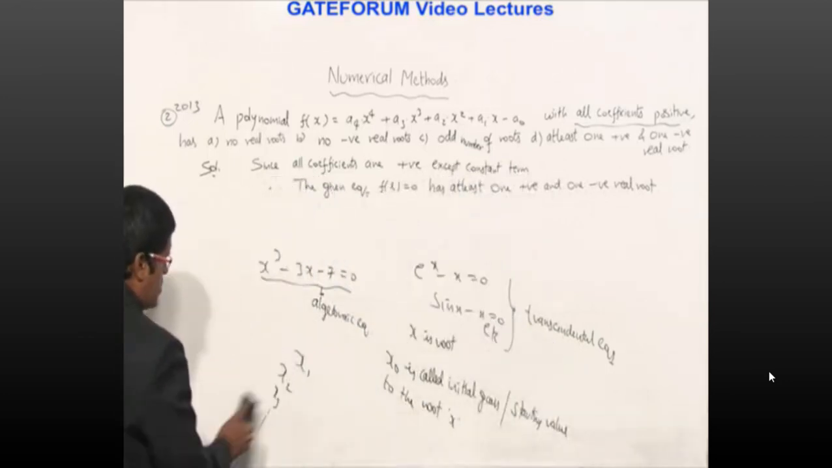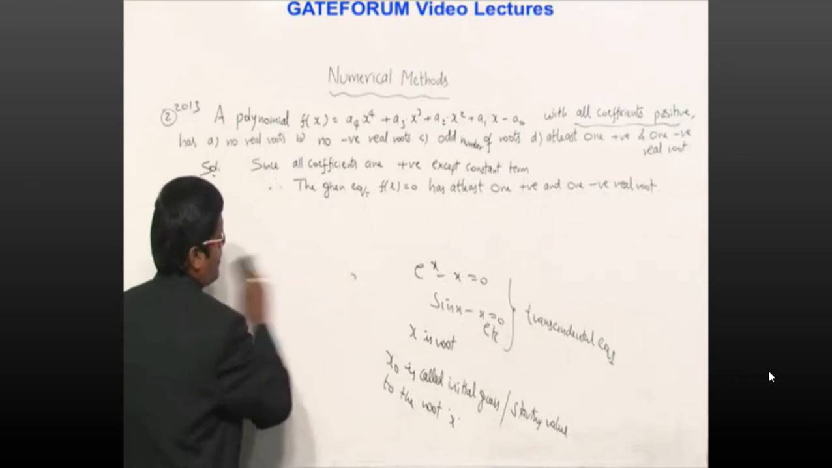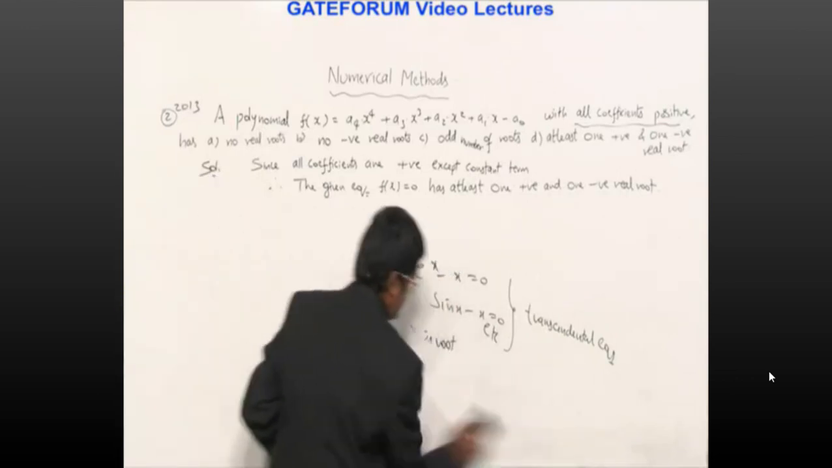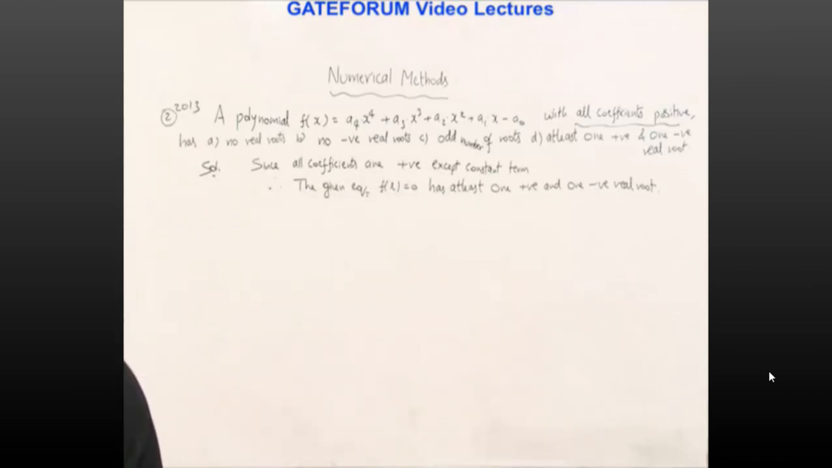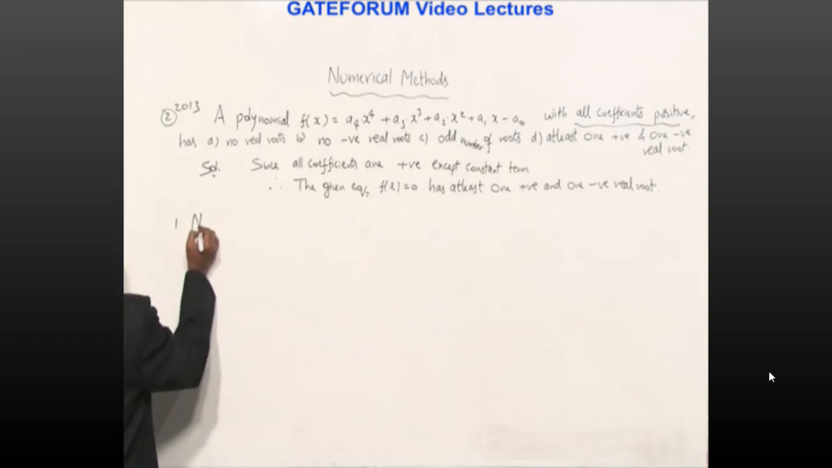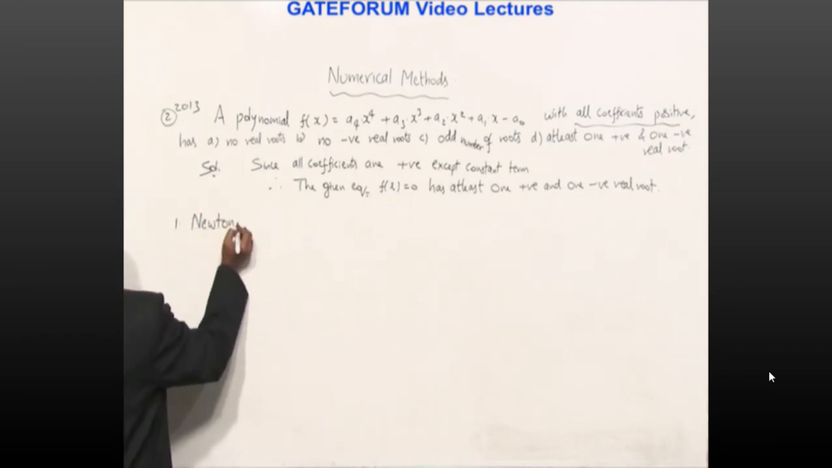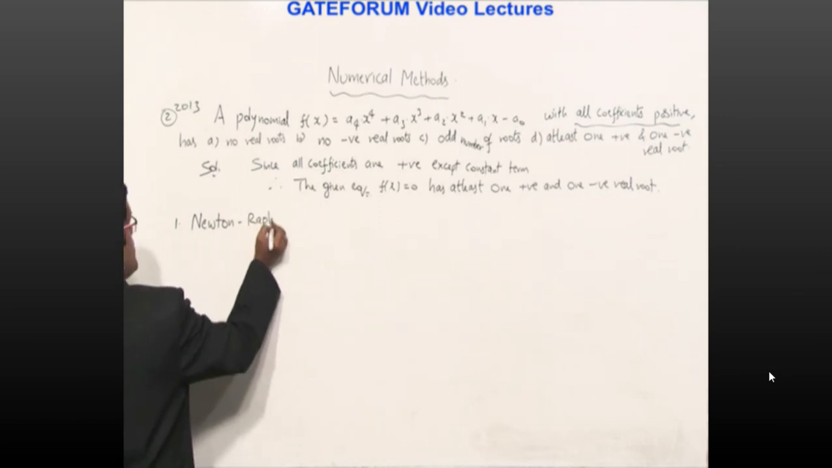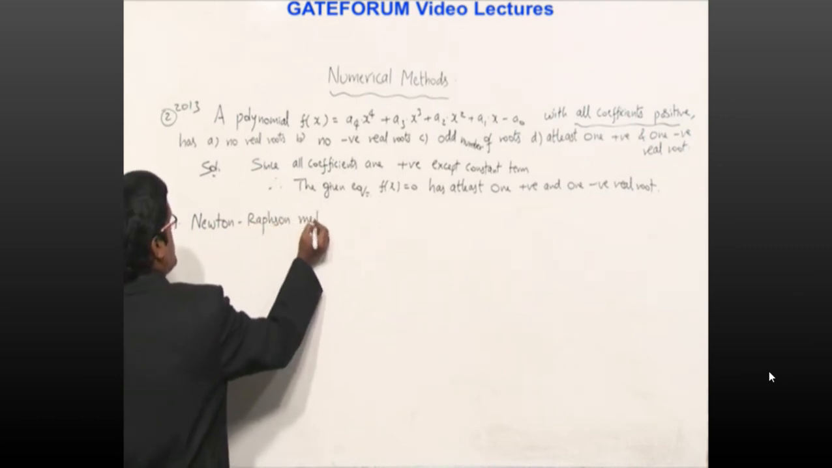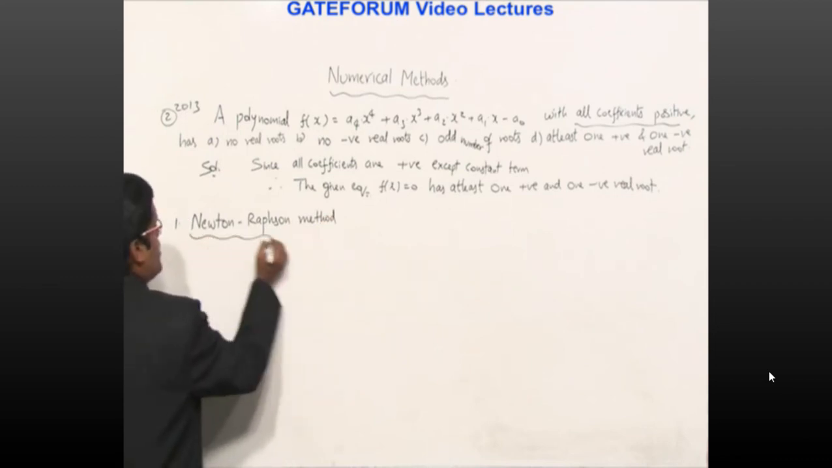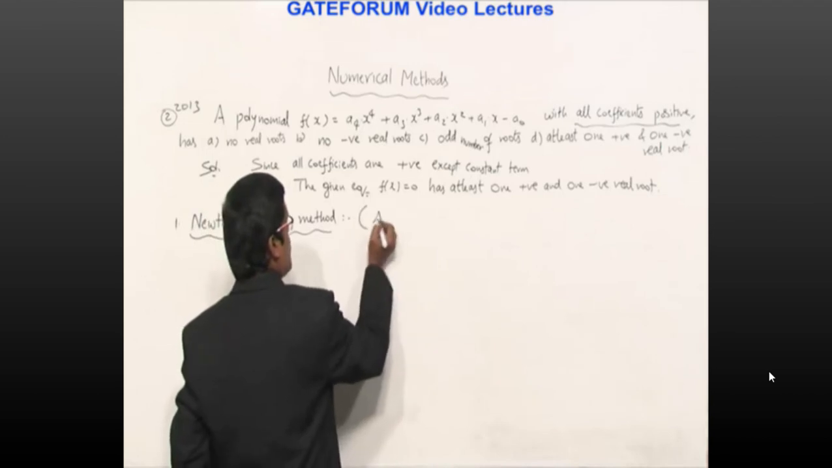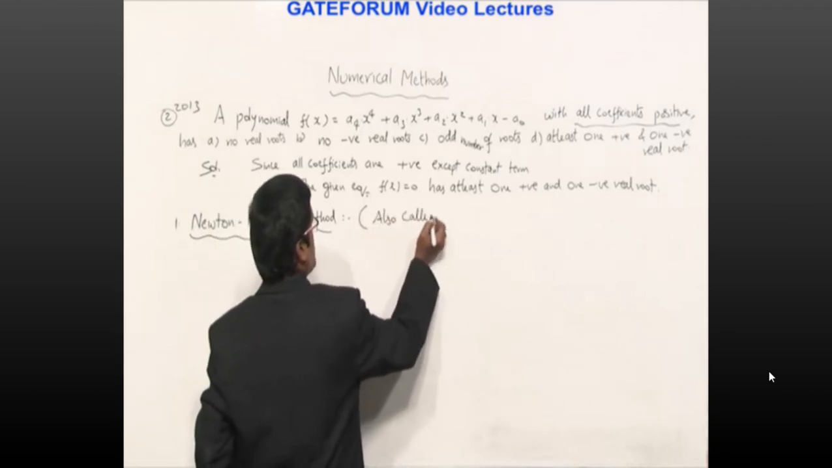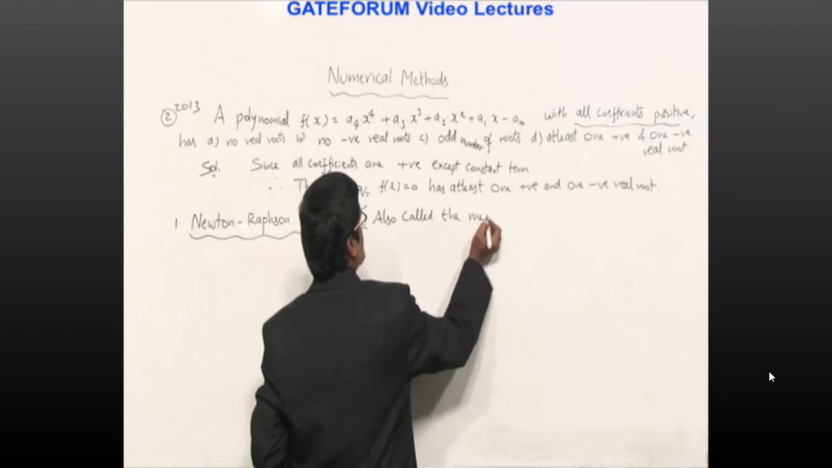Now the first method is the Newton-Raphson method. Very important. Out of 10 times, 8 times priority is given to this method. This is also called the method of tangents.